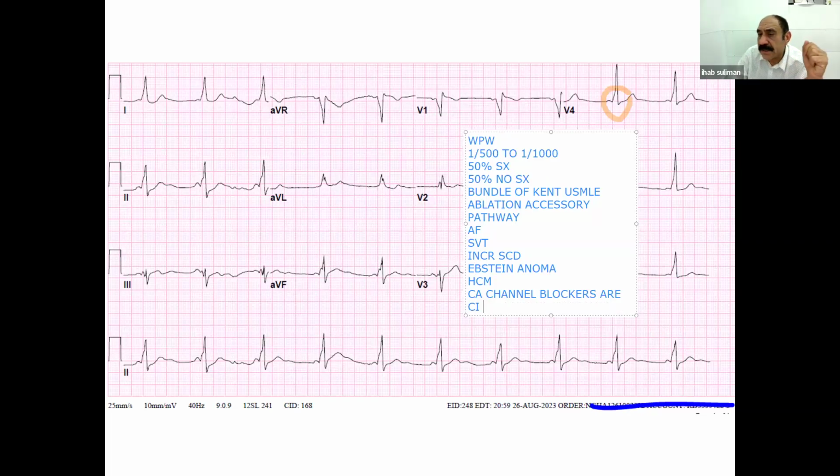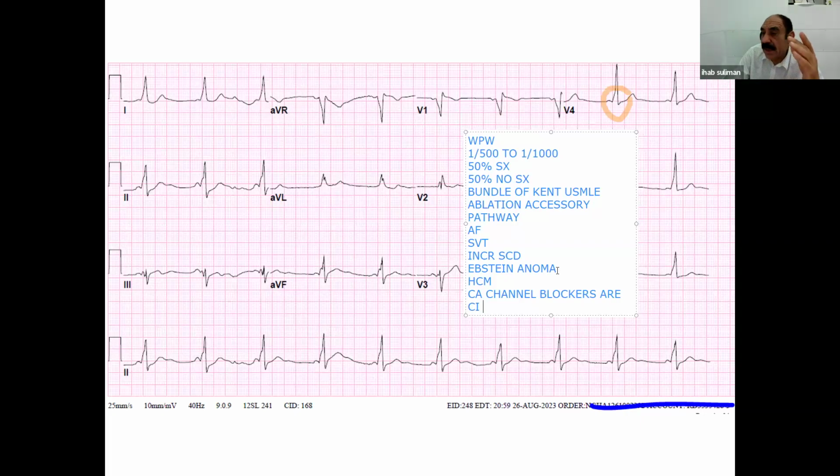Wolff-Parkinson-White syndrome has a shortened PR interval. There is an accessory pathway between atria and ventricle in addition to the normal pathway. 50% of the patients will have symptoms. The other 50% will not have symptoms, but eventually they will develop symptoms. Anatomically, there will be a bundle of Kent.